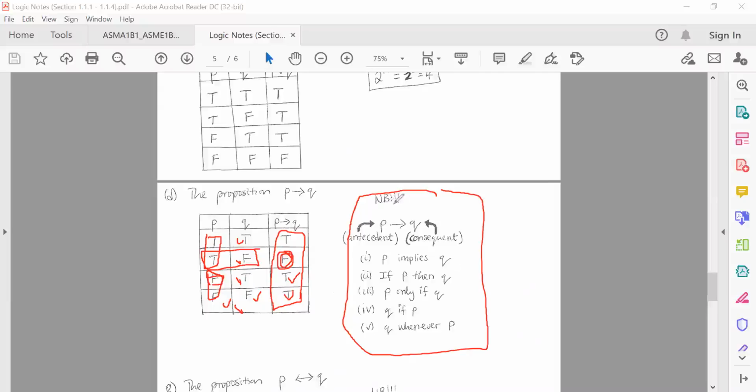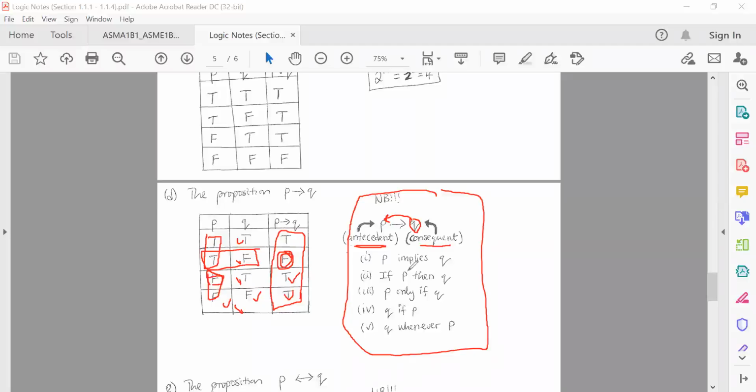Now, very, very important is this. If I give you a statement P implies Q, the first piece of the statement we call the antecedent, and then we call this the consequent. Antecedent and consequent means this happens because of this. So it's almost like the consequence of P. Q is a consequence of P, meaning that if P, then Q. Obviously, it means if P doesn't exist, Q will also not exist.